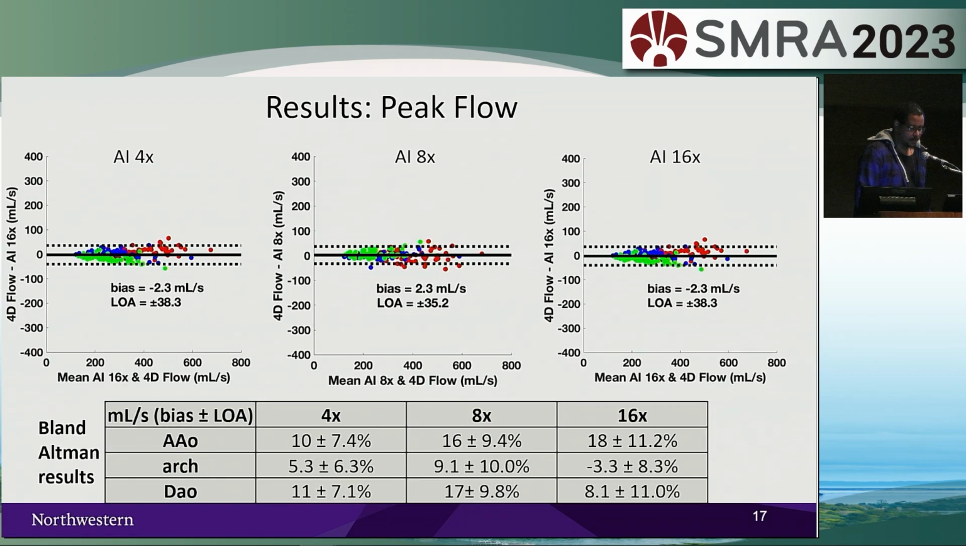And finally, for peak flow, generally we similarly saw strong to excellent agreement in peak flow as we saw for net flow, also with a 6 to 11% difference from the ground truth. And while there's a similar decline in performance for the lower resolutions, we still saw overall strong agreement, where this time it was 8 to 11% difference.